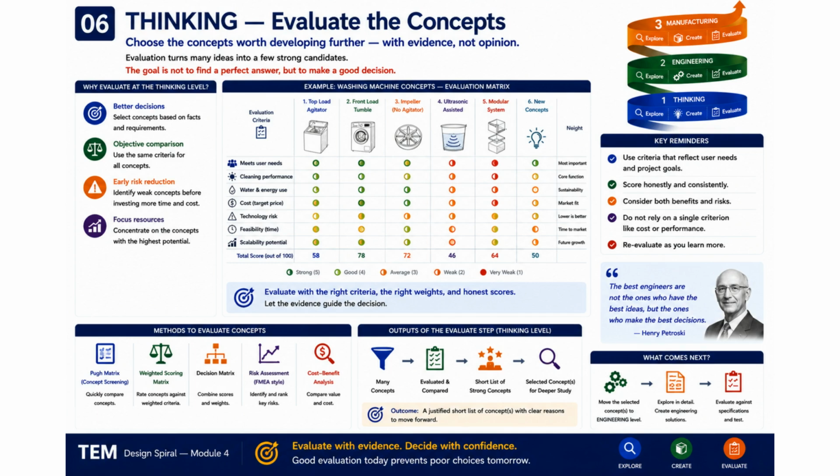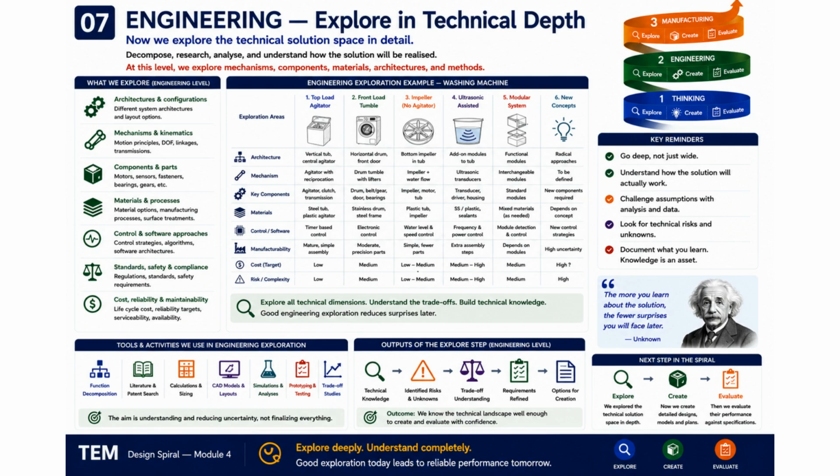The outcome may be one selected concept, or perhaps 2 or 3 strong concepts requiring further investigation. At that point, we have achieved something important. We have built enough concept confidence to justify moving upward into the engineering phase. We now move from thinking into the engineering phase.